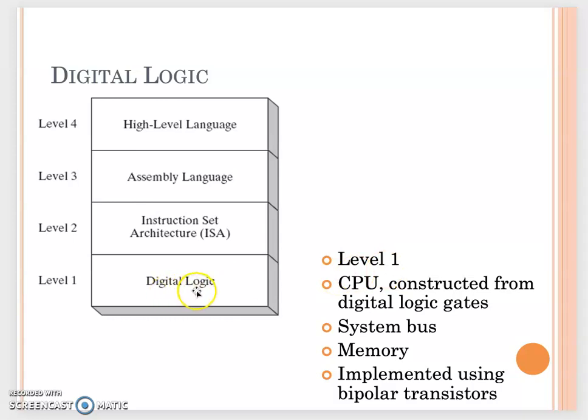Those digital logic signals work in the CPU, constructed from digital logic gates. Then you will see they have different system data buses. They can pass the address, they can pass the data. Of course, we need to access the memory. So they are implemented using bipolar transistors. You see why? Because computers are made of 0 and 1, which means positive and negative. That's how we make the digital logic really run on the hardware.